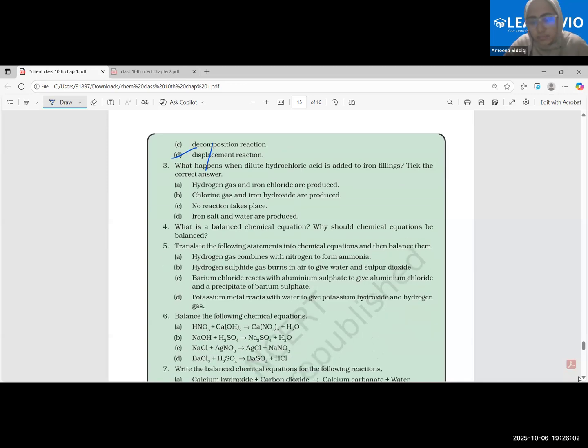Third one. What happens when dilute hydrochloric acid is added to iron fillings? Pick the correct answer. See what is happening here. We have iron, that is, iron filling simply means iron. HCl, dilute hydrochloric acid. The iron will displace hydrogen here and bond with chlorine to form FeCl, plus hydrogen gas will be formed. Simple. So what is formed? Hydrogen gas and iron chloride are produced here.